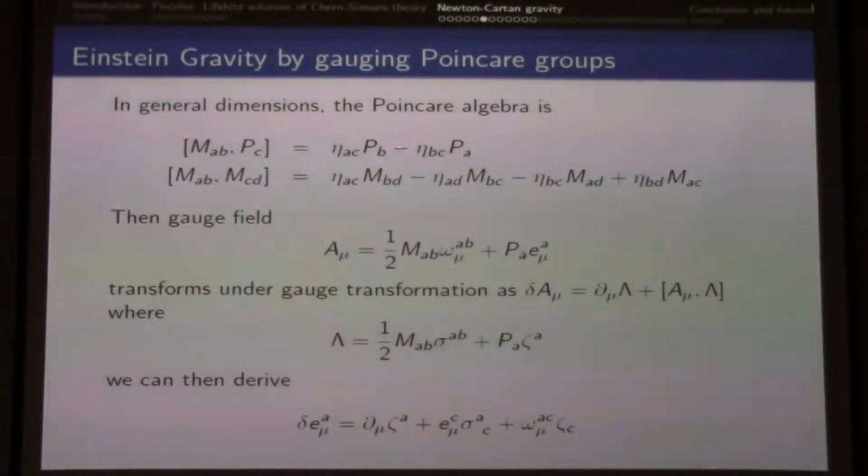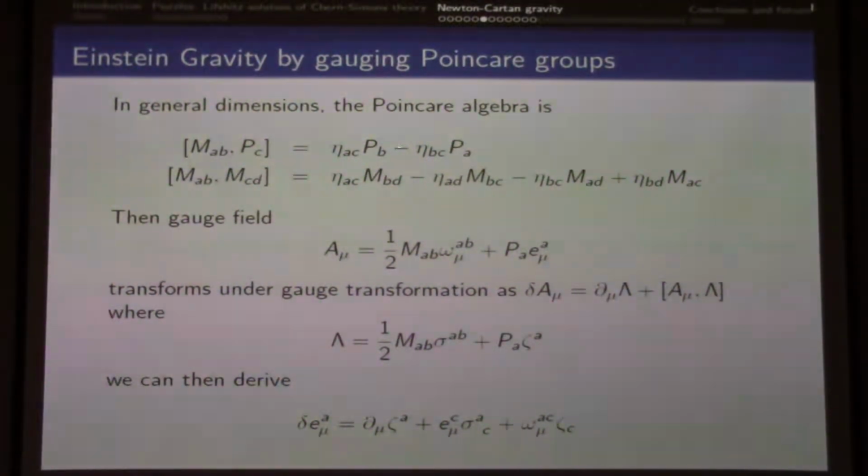Let me first review how to construct Einstein gravity from these symmetry algebras. For example, in general dimensions, you can have a Poincaré algebra that looks like this. By gauging it, what we mean is we take a gauge field, taking values in this algebra, which transforms under the gauge transformation in the usual sense. And lambda is the gauge transformation parameter taking values in it.